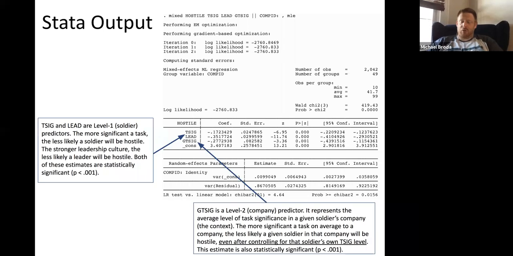Okay, so I'm going to talk briefly about the Stata output. I'm going to talk briefly about the R output. The results are identical, which is always cool. I always love that.